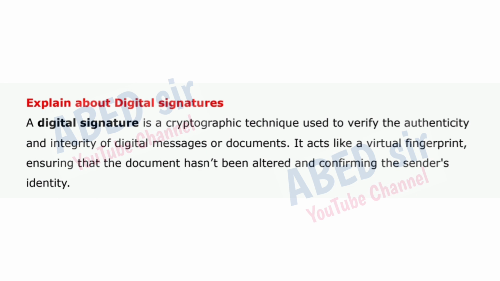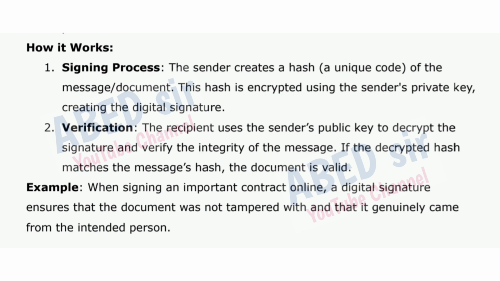It acts like a virtual fingerprint, ensuring that the document hasn't been altered and confirming the sender's identity. How it works. 1. Signing process. The sender creates a hash, a unique code, of the message document. This hash is encrypted using the sender's private key, creating the digital signature.